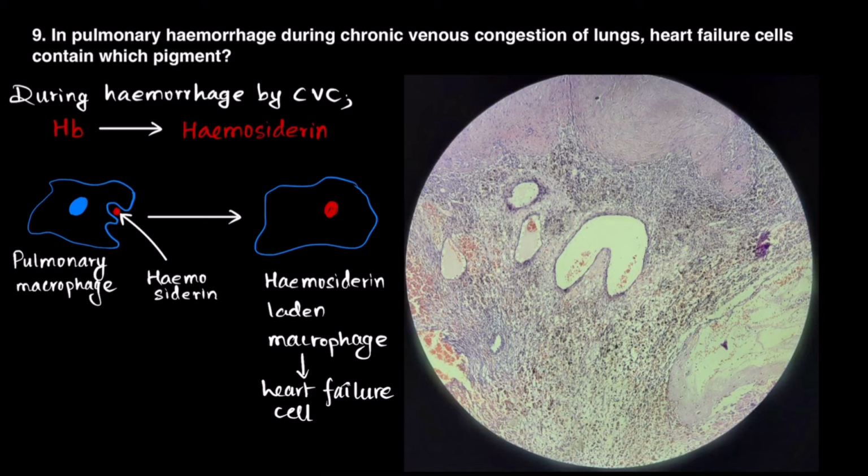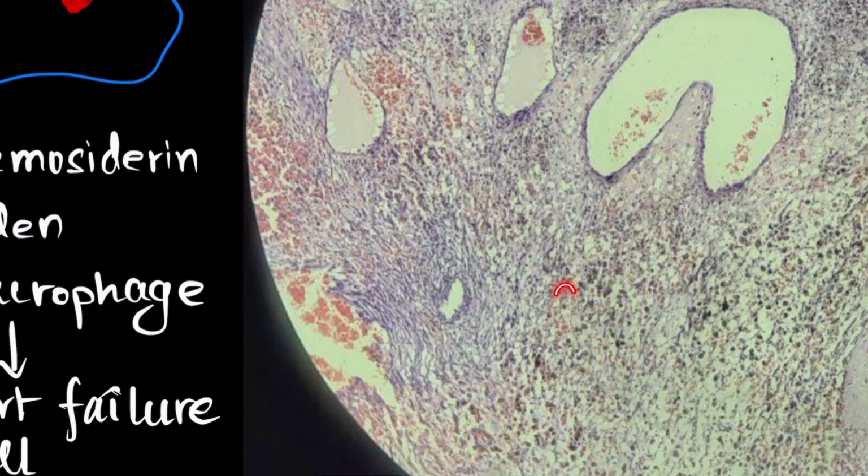And when you look at a microscopy of chronic venous congestion of lung, you can see lots of such cells. So there will be macrophages, and these macrophages will have engulfed hemosiderin inside of it.